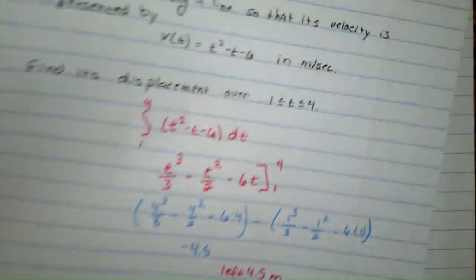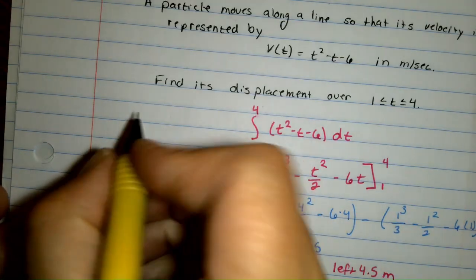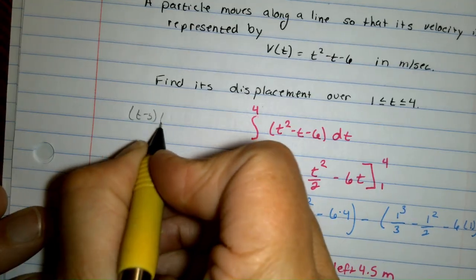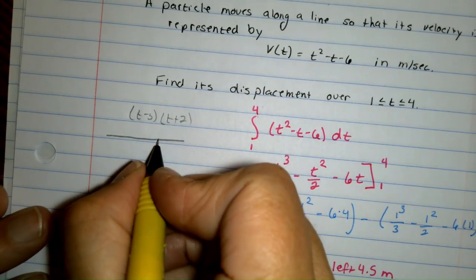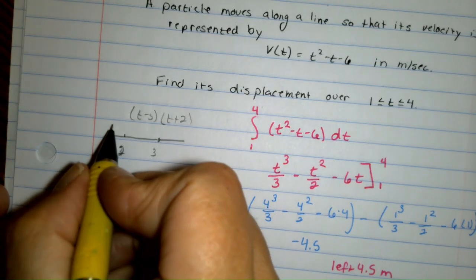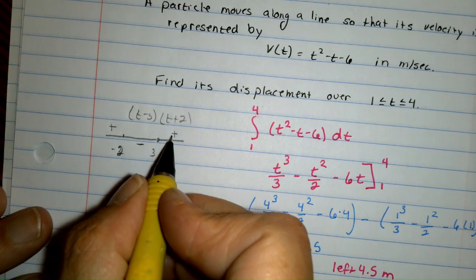So here's what we have to keep in mind. Remember this factors to t minus 3, t plus 2. So 3 and negative 2. It has positive velocity, negative velocity, positive. So it's moving right, then left, then right again.